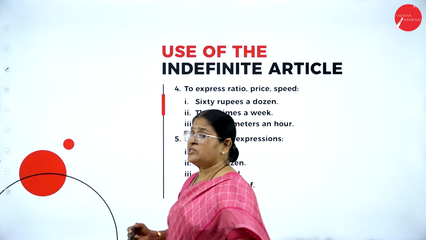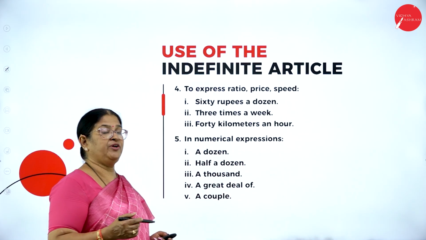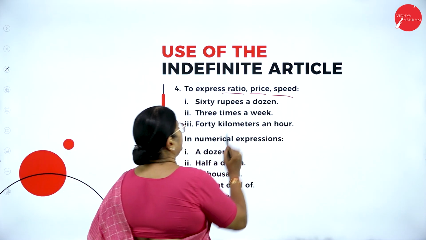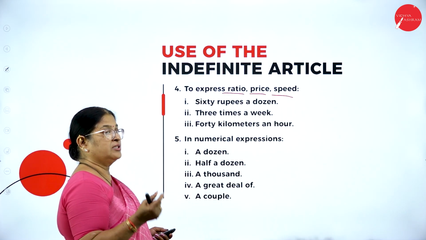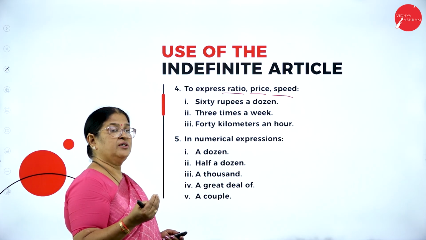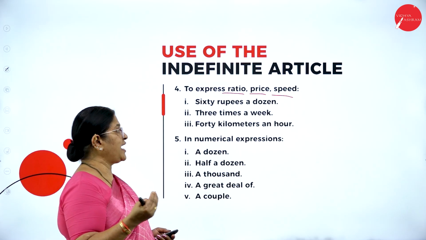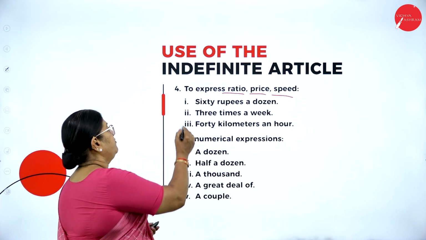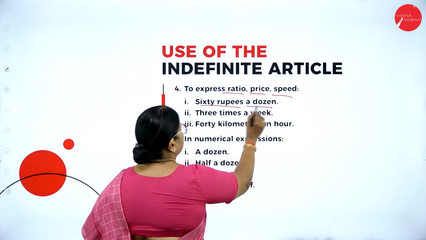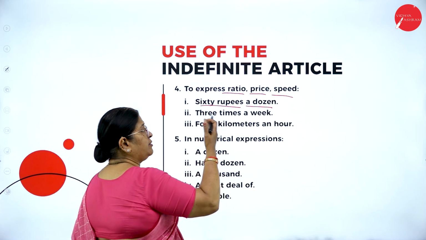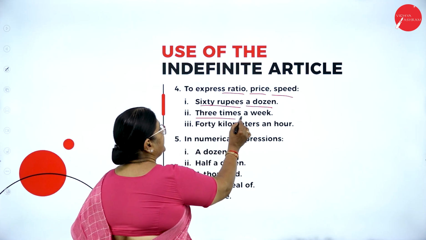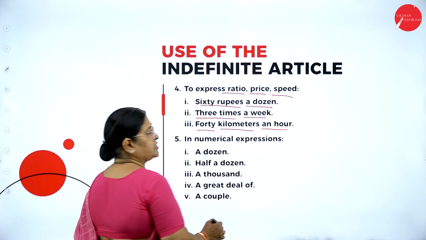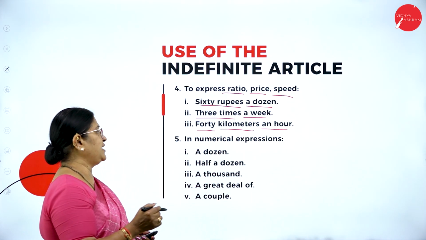Next, what is the fourth situation where we use a and an? To express ratio, price or speed. For example, 60 rupees a dozen. 60 rupees is the price, a dozen. 3 times a week. Then 40 kilometers an hour. That is speed, 40 kilometers an hour.